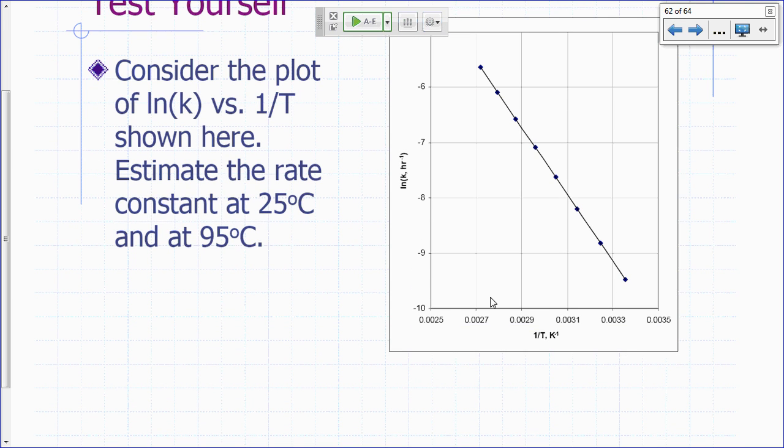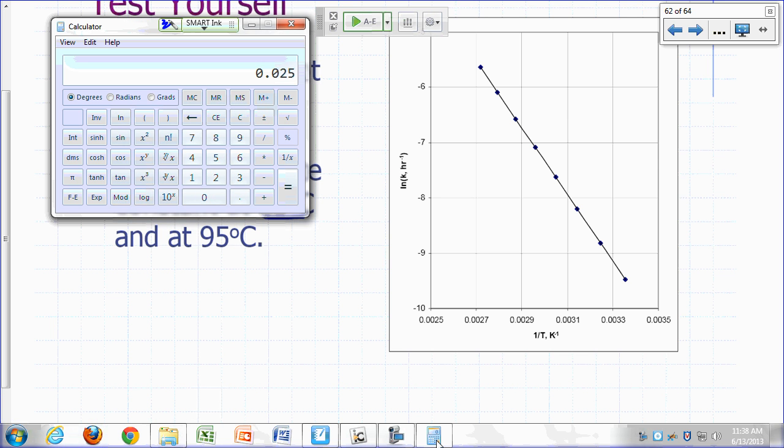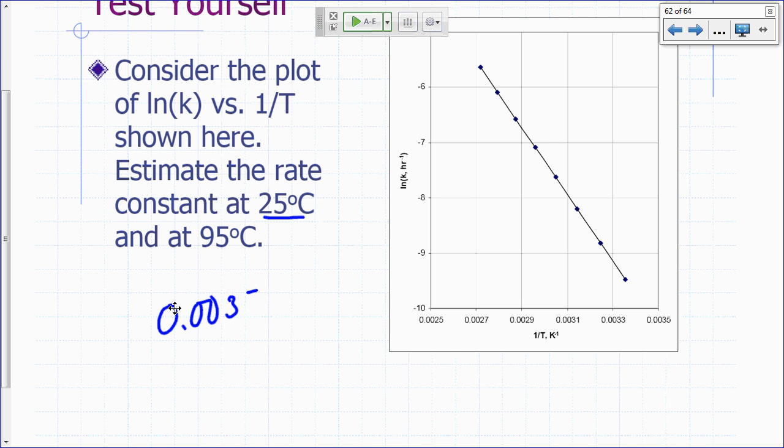Let's take a look at this example right here. ln of K versus 1 over T. Okay? Estimate the rate constant at 25 degrees and 95 degrees. What would you have to do? What's 25 degrees? 298 Kelvin, right? So 1 divided by 298 Kelvin. 298 Kelvin is 0.003356. That's 1 over 298. Where is that on my graph?